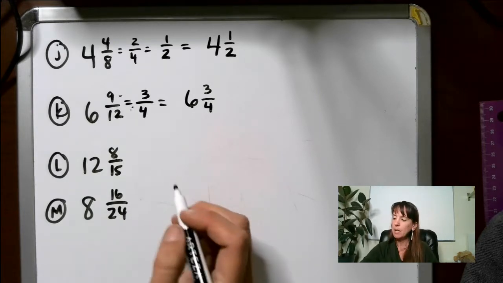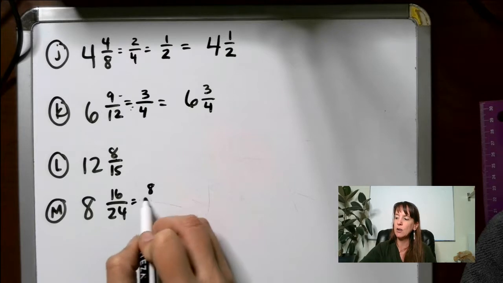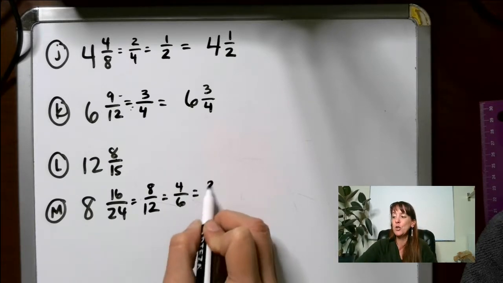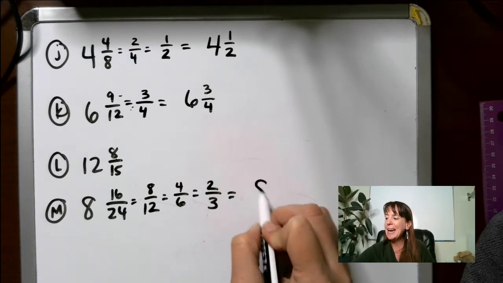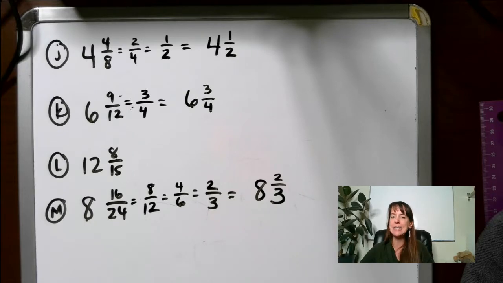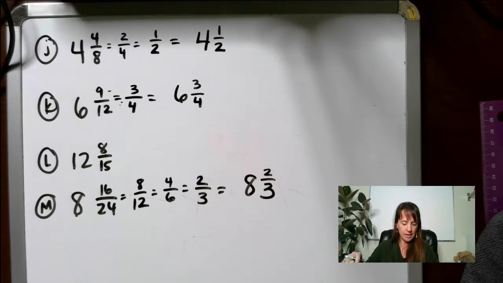So for M, let's cut that in half. We would get 8 over 12. Cut it in half again. We get 4 over 6. Cut it in half again. We get 2 over 3, which means we get 8, our whole number over here, and 2/3. 8 and 2/3. Excellent. That was through M.